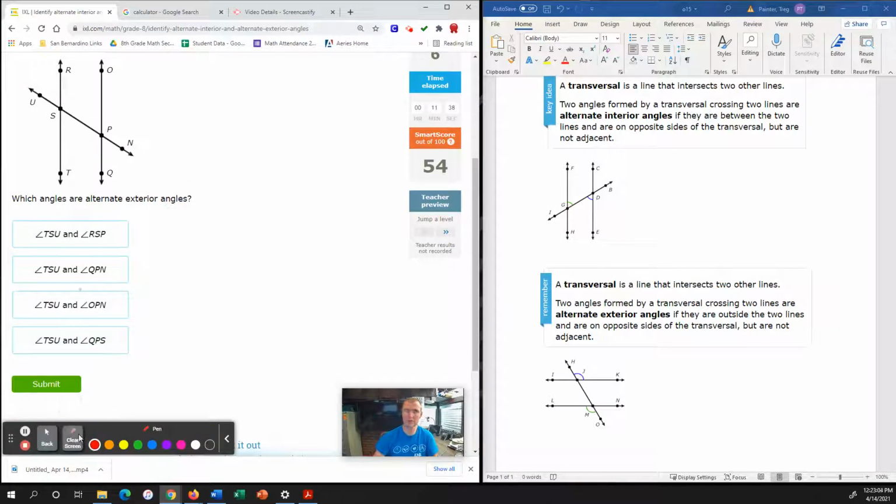So again, we're just using our first one. Look, they're all TSUs. So we're just going to find TSU. And because we're looking for an alternate exterior angle, it has to be OPN, because it's on the opposite side with the same congruent angle. So I'm looking for O, P, and N, and I found it right there.